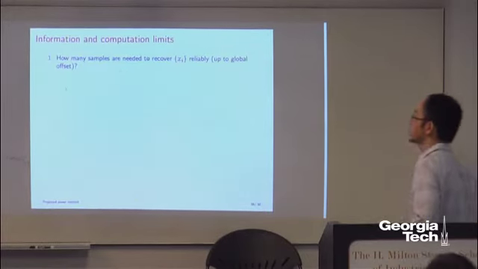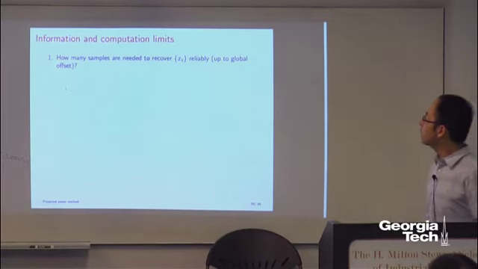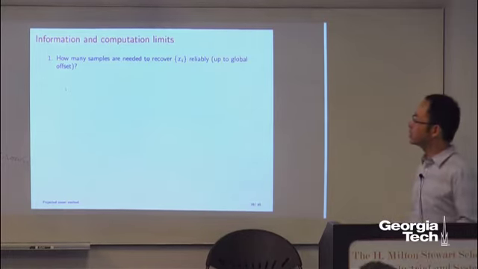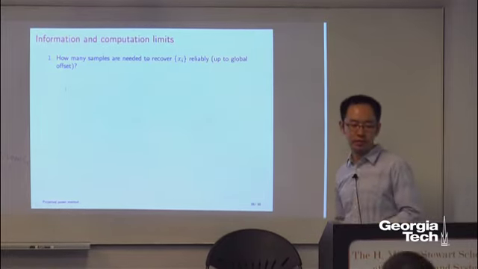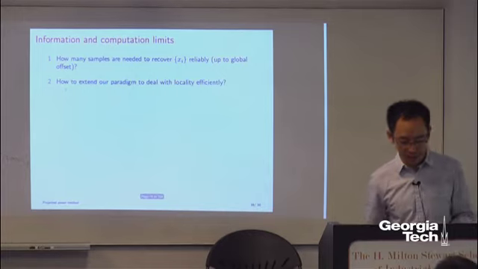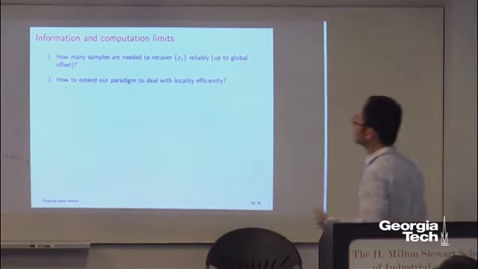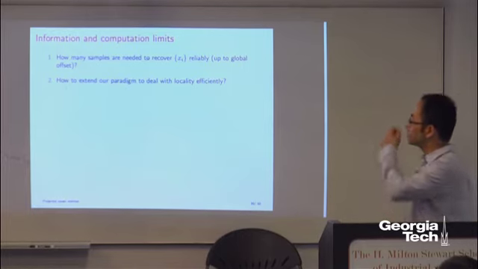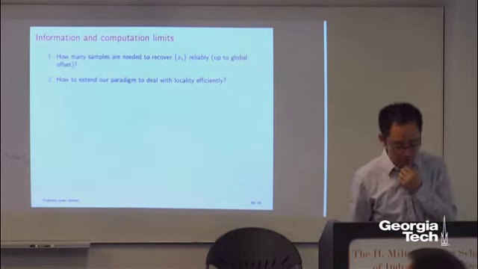Now, there are several questions that we might naturally ask. For example, how many samples are really needed in order to recover all the nodes if we have such kind of locality constraints? Now, the question is if we can hope to do this, and how are we going to change our algorithm in order to deal with this locality issue efficiently?